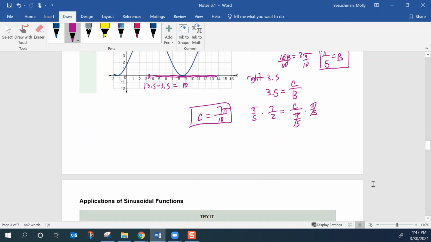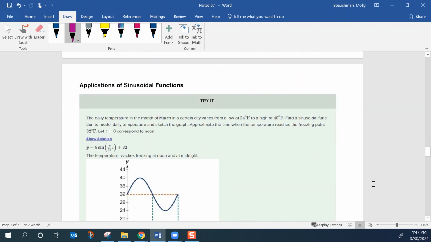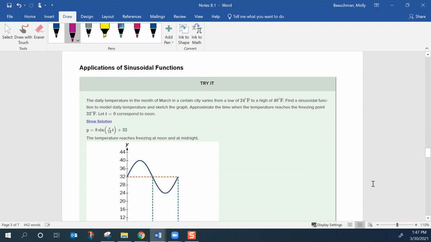All right, there are two applications I want to take a look at. One of them is: the daily temperature in the month of March in a certain city varies from a low of 24 degrees to a high of 40 degrees. Find a sinusoidal function to model the daily temperature and sketch the graph. Then we're going to use the graph to approximate the time when the temperature reaches the freezing point. So I've got the solution shown.